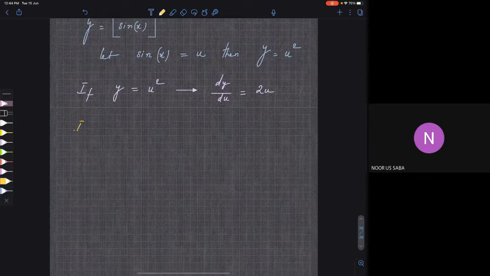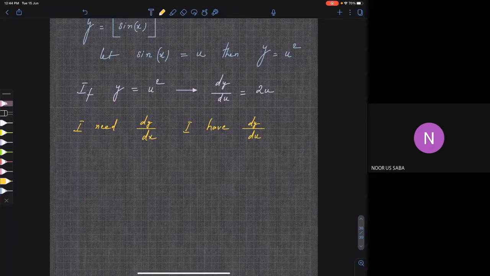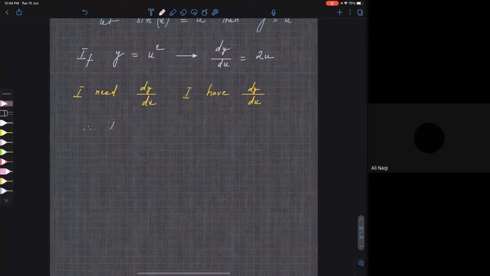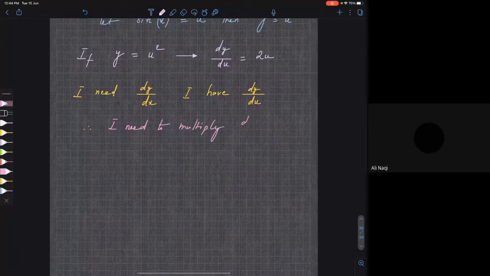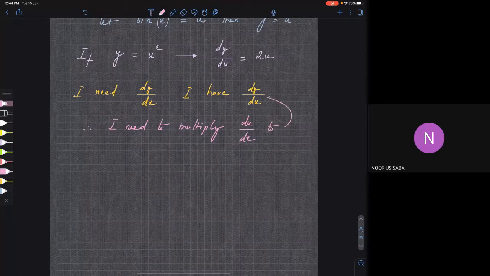I need dy by dx. I have dy by du. So what should I multiply to dy by du to get dy by dx? Therefore, du by dx. I need to multiply du by dx to this. Correct? Yes.